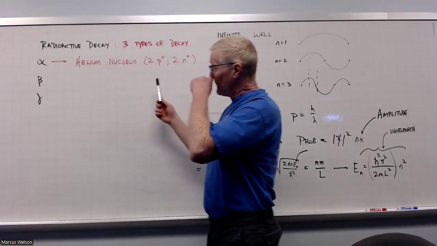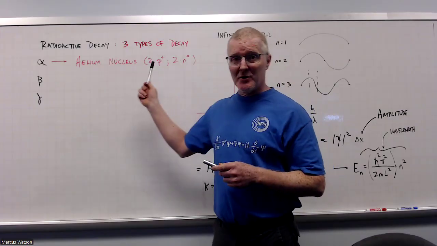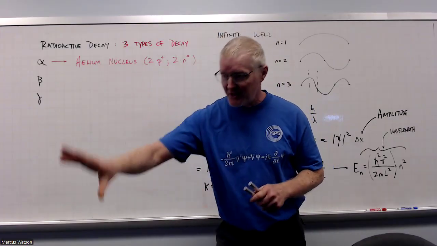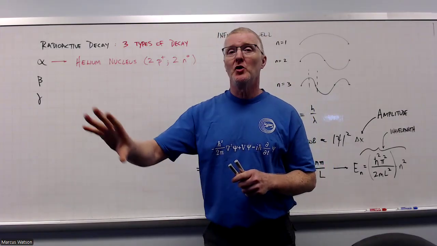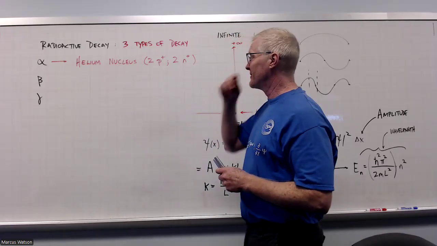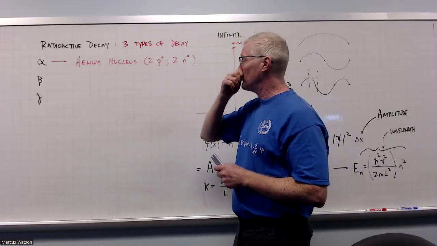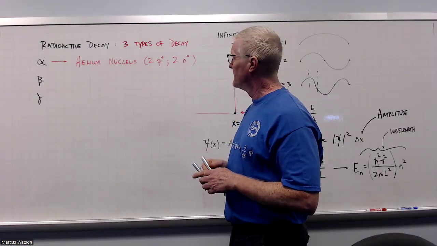So that's basically what you're using the alpha to do. You're basically using it to probe the structure of the nucleus, or that's what he was doing.